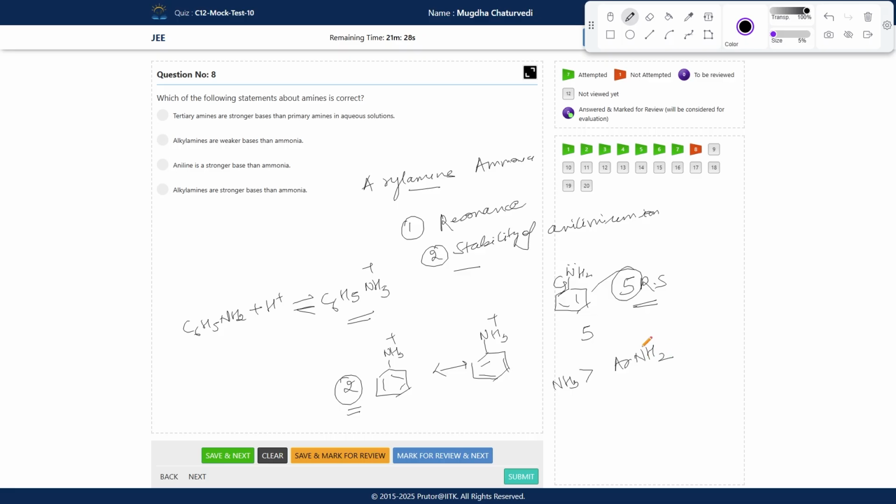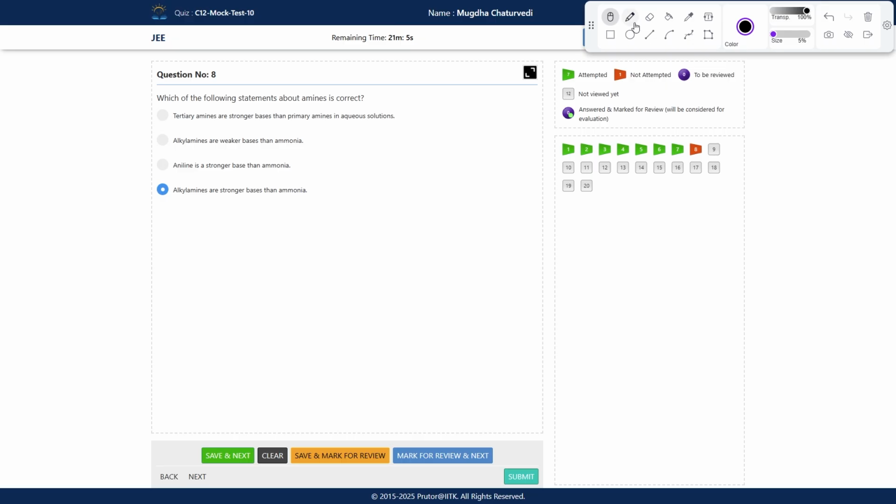So aniline is a stronger base than ammonia, this is wrong. Aryl amines are weaker bases than ammonia, this is also wrong. The correct one is alkyl amines are stronger bases than ammonia. So the correct answer for this is D, that alkyl amines are stronger bases. Now let's move on to the next question.